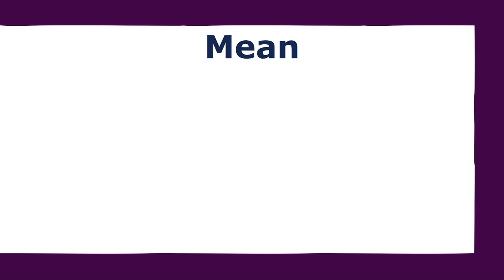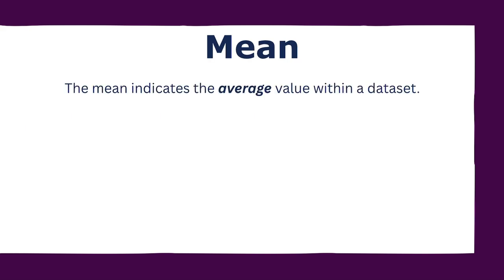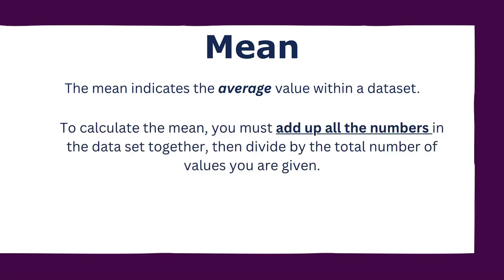So starting off with mean, it indicates the average value within a data set. To calculate the mean, you must add up all the numbers in the data set together, then divide by the total number of values you are given.